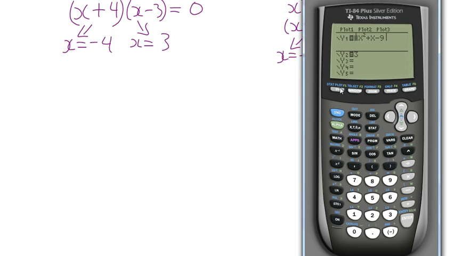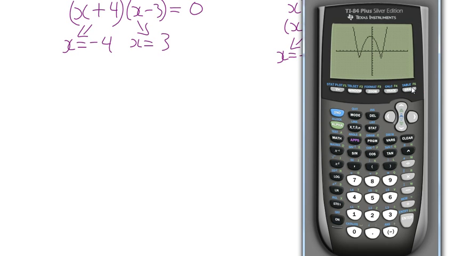So y1 is the left-hand side, and y2 is 3. Now, you could also graph y1 as the absolute value, like that. Okay, hang on. I could also graph this and clear y2. Okay, that makes no sense.